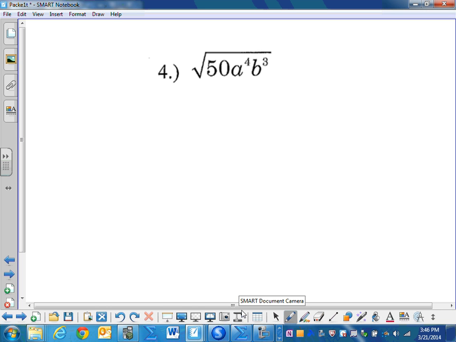Number 4. The square root of 50, a to the 4, b to the 3. The square root of 50 is the square root of 25 times 2, or 5 square roots of 2. A to the 4th, 4 divided by 2 with none left over. B to the 3rd is 1 with 1 left over.